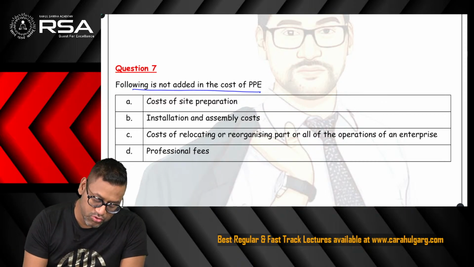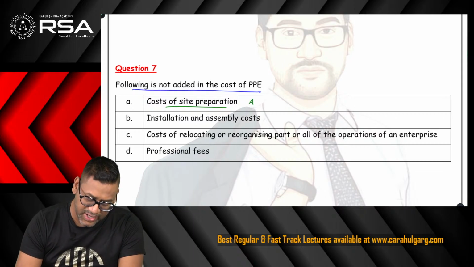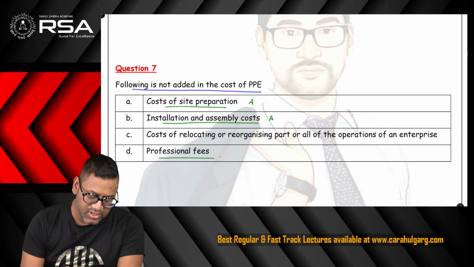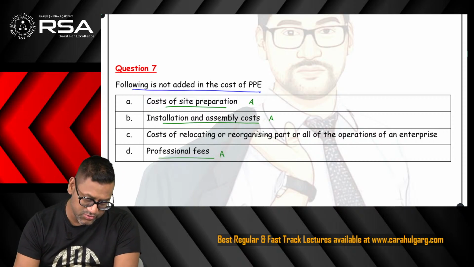First says cost of site preparation. So it is added. Installation and assembly cost, definitely added. Professional fees, definitely it is added. So the left option is 3. So obviously this is going to be the answer.